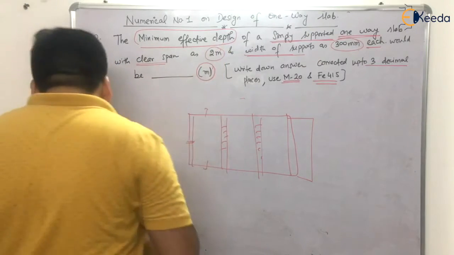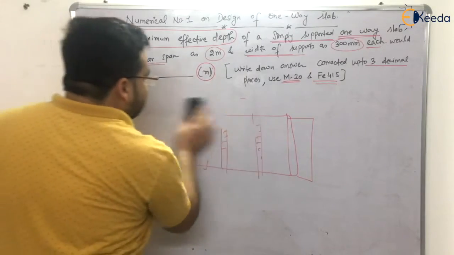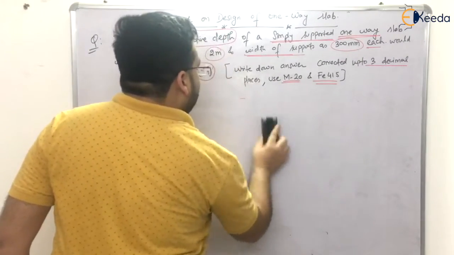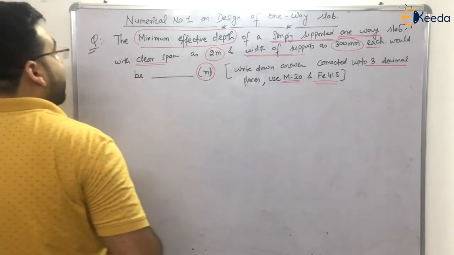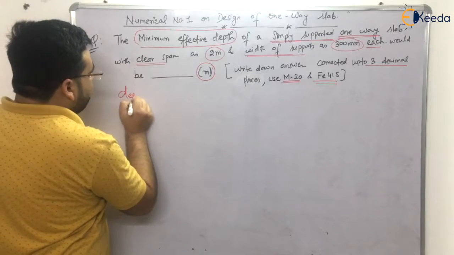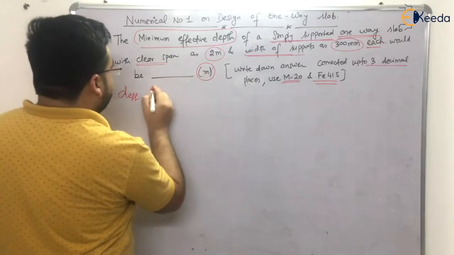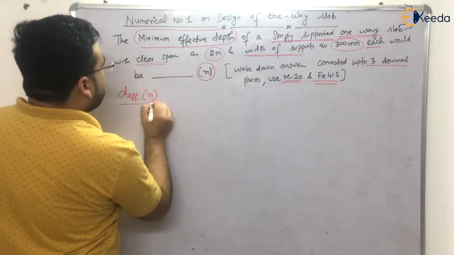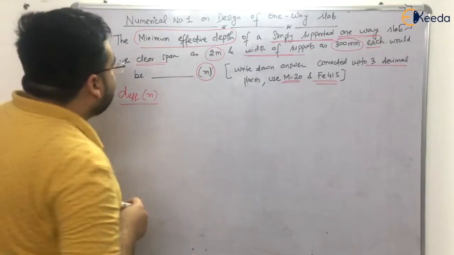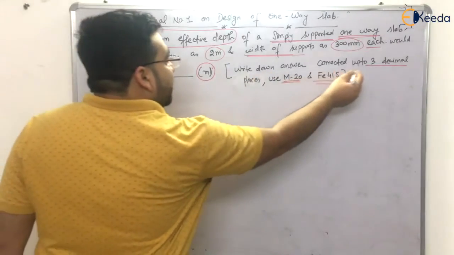So now let's solve this numerical. What is the numerical? We have to calculate the minimum depth. So we have to calculate D effective, the minimum effective depth, in meters, not in mm. Correct it up to 3 decimal places.